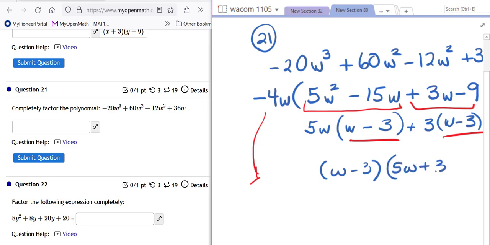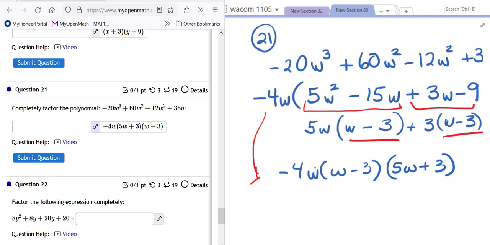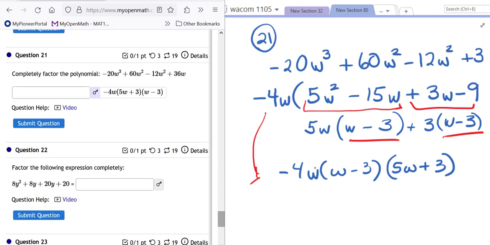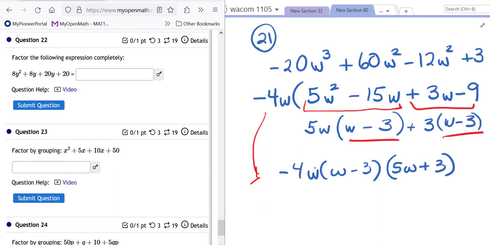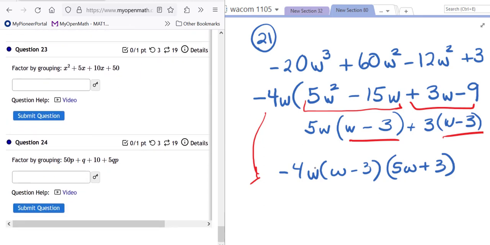5W plus 3. Now, don't forget that we need this common piece that was in the original problem. Just bring it down in front. And we'll have a look here. So negative 4W, and they've just switched these parentheses. So if you see something in all the pieces, go ahead and do a GCF first, and then continue.